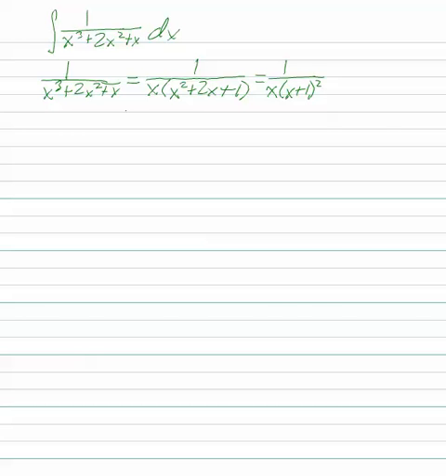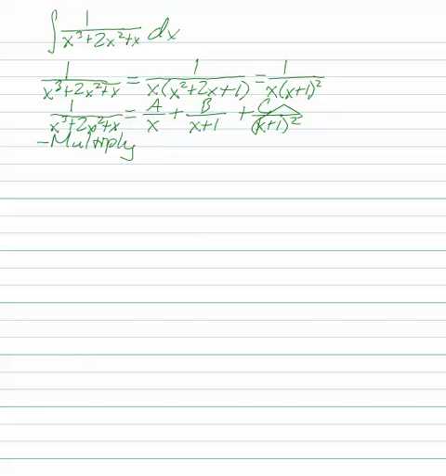So my decomposition will be 1 over x cubed plus 2x squared plus x is actually equal to A over x plus B over x plus 1 plus C over x plus 1 squared. In order to start solving for the constants, we need to multiply. We're going to multiply through by the factored form. It's easier to see what's going on.